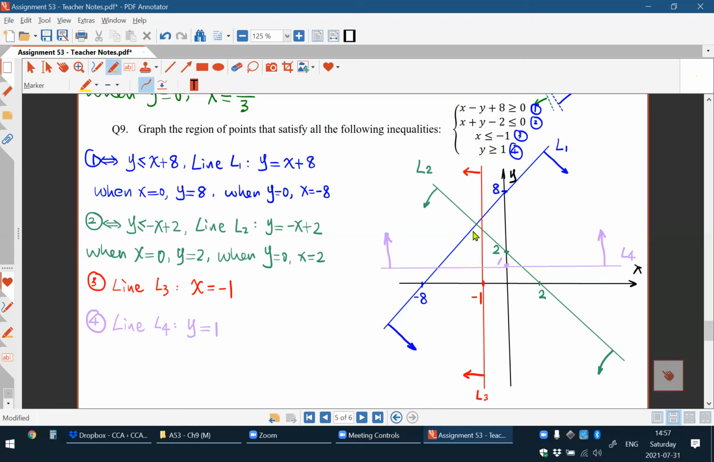So first of all, line one, it should be below line one, like this here, right? And line two, it should also be below line two. And should be to the left of line three. And should be above line four, right? So this is our shaded area.